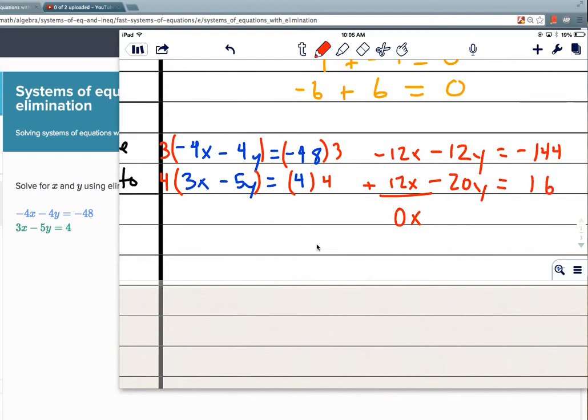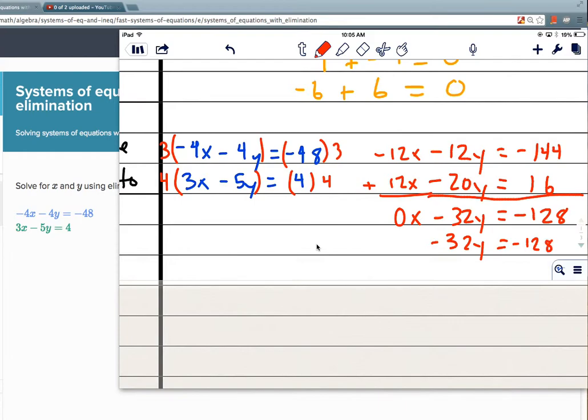Okay, so now I can finish my addition here. The beautiful thing that I wanted to happen happens. The 0x occurs. I'm going to have negative 12x minus 20y is negative 32y equals, and then negative 144 plus 16 is going to be negative 128. And so now I have negative 32y equals negative 128.